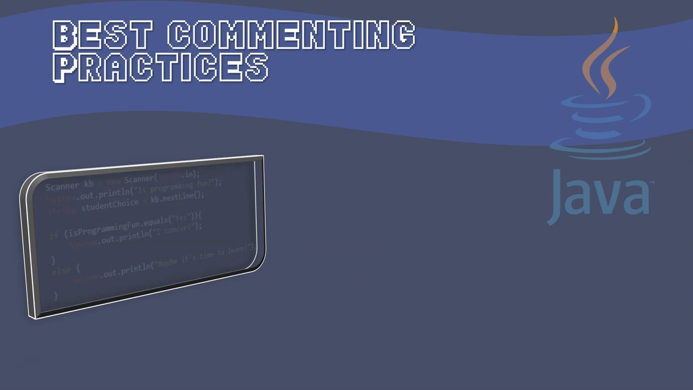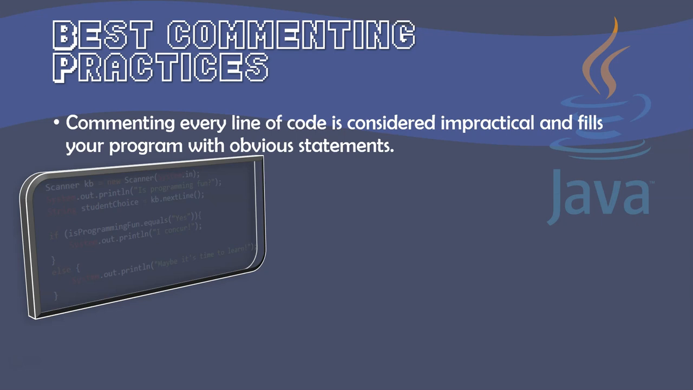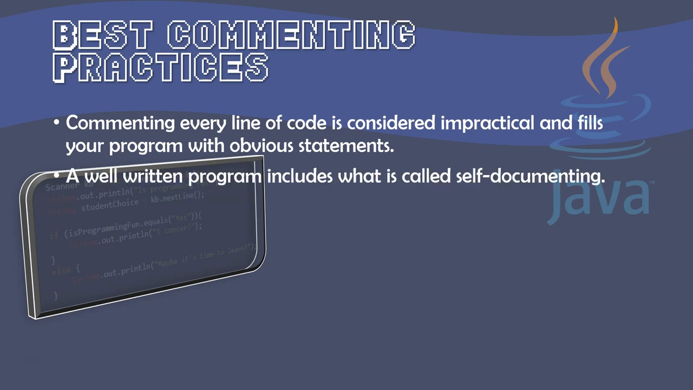Now, the last thing I want to touch on here is the best commenting practices. I already talked about some of the things with commenting in our last lesson, but when you start talking about best practices, the thing you have to remember is that commenting every line of code is very impractical, and it fills your program with obvious statements. You probably noticed this a little bit last time, like, yes, that's exactly what my print line statement is doing. And we said, well, we were kind of starting off, and that's okay.